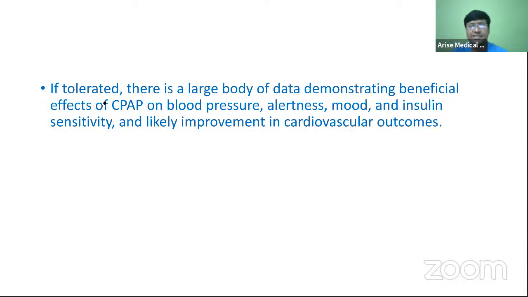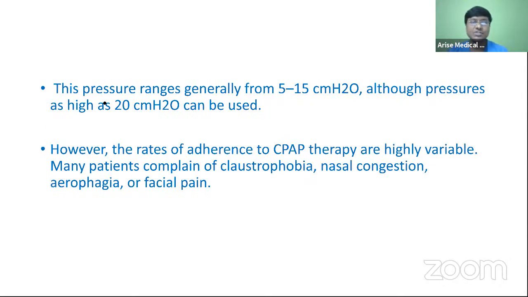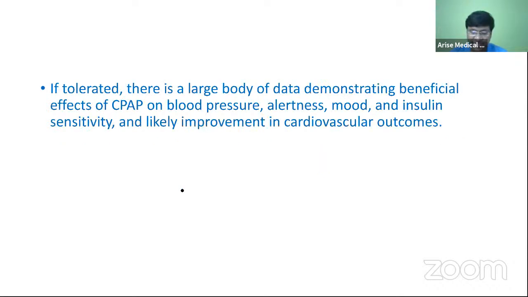Now, the other point is, what are the problems associated with CPAP? These patients mainly complain of claustrophobia because it's a very tight fitting mask. The mask tightly snugs over the face, and that makes the individual claustrophobic. There can be nasal congestion, aerophagia, and facial pain. These are the features you will have when the individual is on continuous positive airway pressure ventilation. But these complications are temporary and can be managed accordingly.